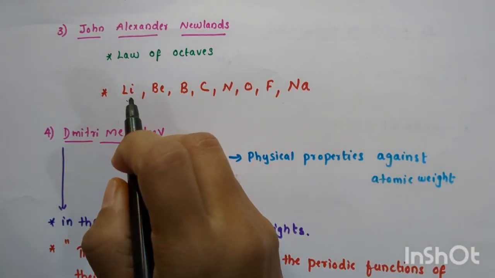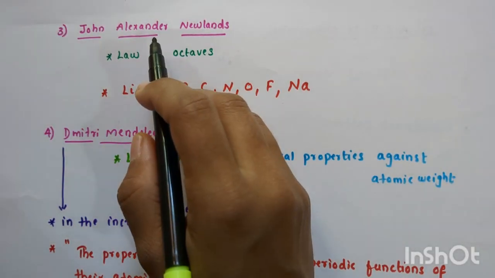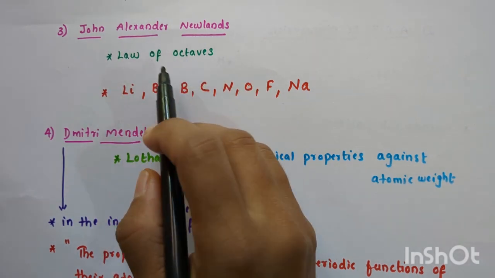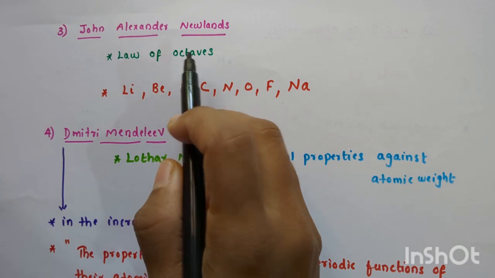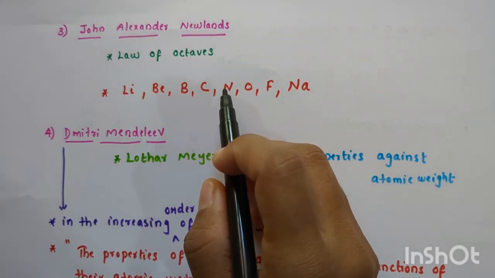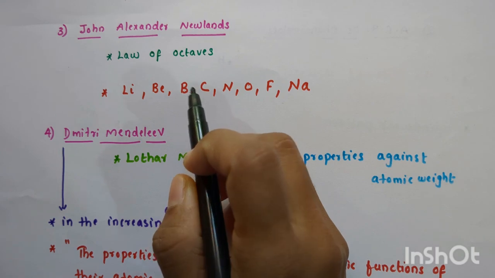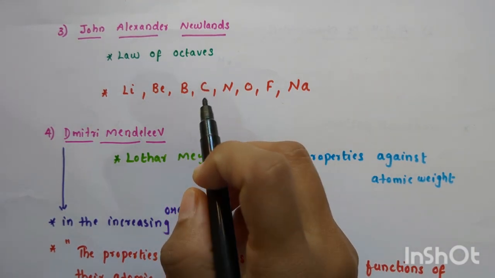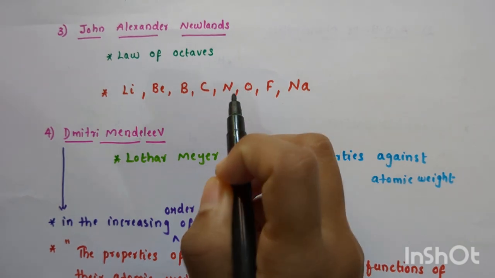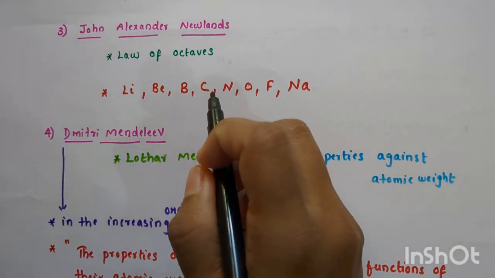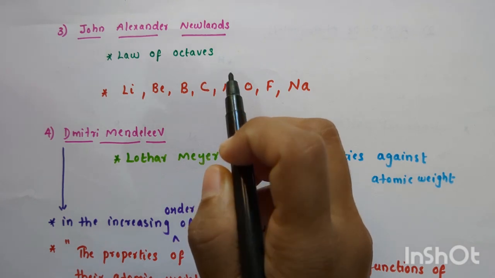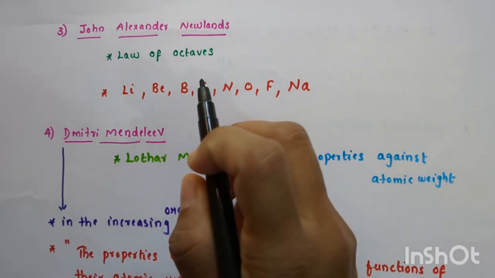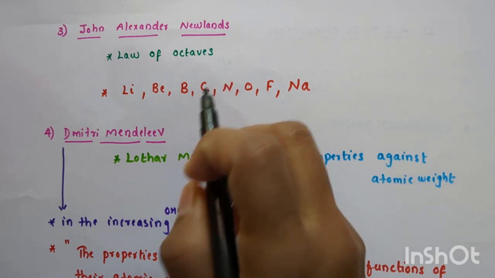The next attempt to classify the elements was by an English chemist, John Alexander Newlands. The law of octaves was a concept developed by Newlands. He arranged the elements in the increasing order of their atomic weights, and he noted that every eighth element had properties similar to the first element.